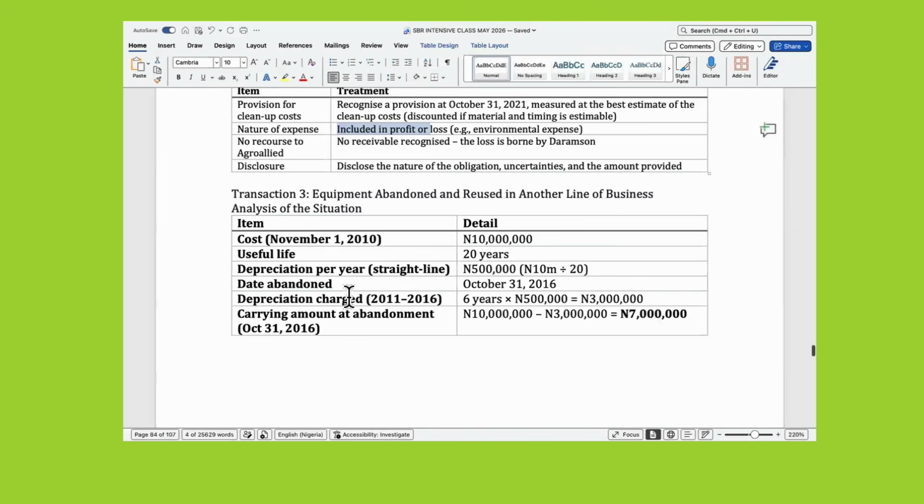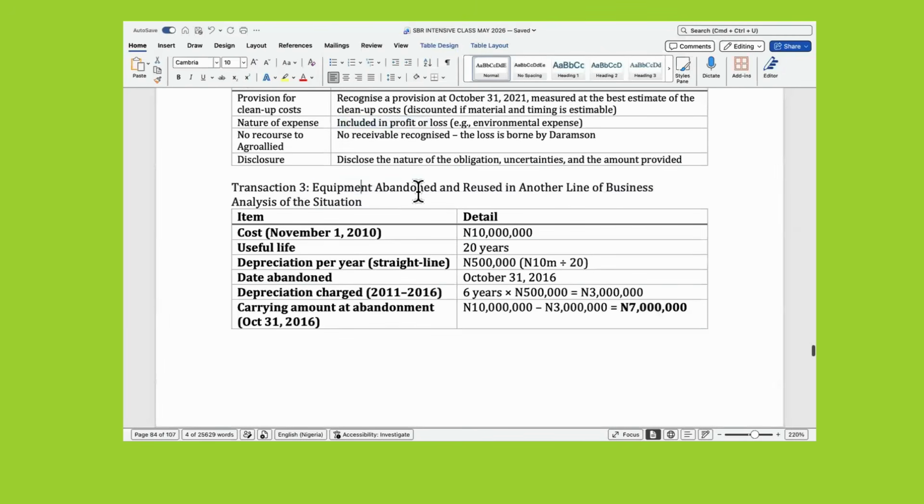And in the last transaction, this one is an abandoned equipment that we can reuse in another line of business. The cost of the equipment is 10 million, useful life 20 years. So depreciation per annum is therefore 10 over 20 years. They abandoned it on October 31st, 2016. So we're going to charge depreciation from 2011 to 2016, which is 3 million. So the carrying amount at the date of abandonment is 7 million, which is 10 million minus 3 million.